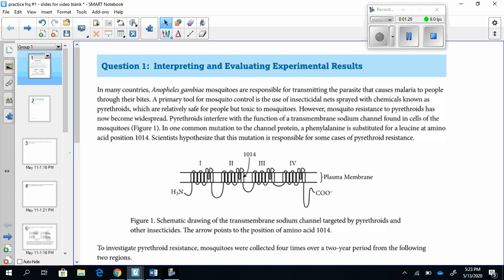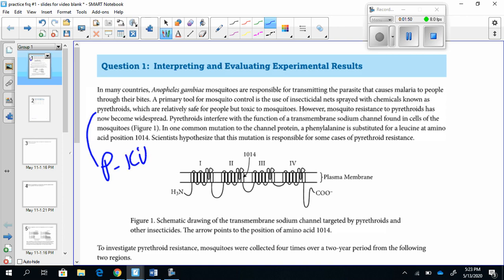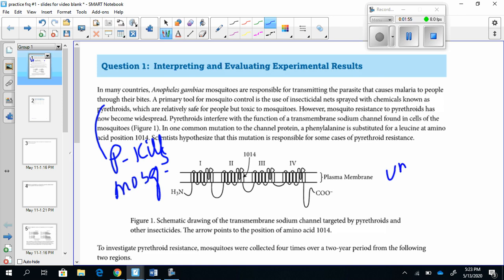Okay, so let's digest what we've read so far. I either leave off words, like I don't need to know the genus species name of this mosquito. If I have to write it in my answer, I will, but there's no sense trying to read it and stumble over it. Same thing with the insecticide that's used. I just call the insecticide chemical P. So P kills mosquitoes unless they have this mutation.